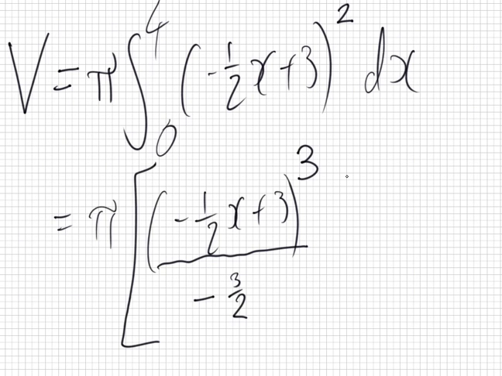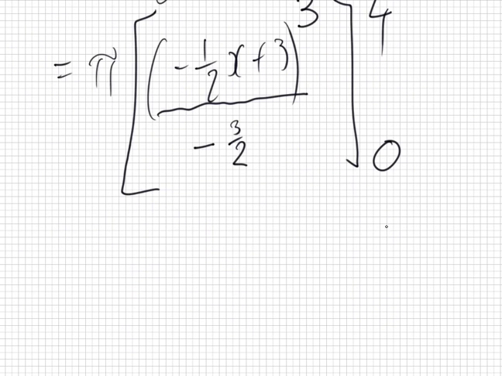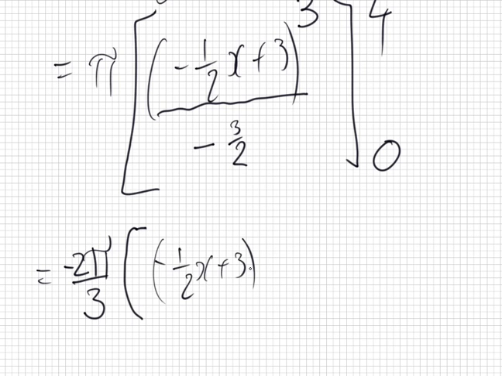And what limits go in? 0 and 4. So let me clean that up a little bit. That would be pi times minus 2 over 3, because the 2 goes up. And then we have here minus a half x plus 3 cubed. And then we put in the 4 and the 0.